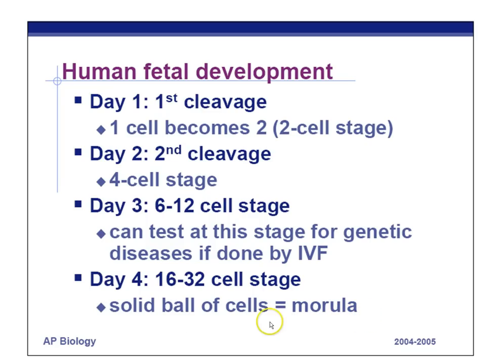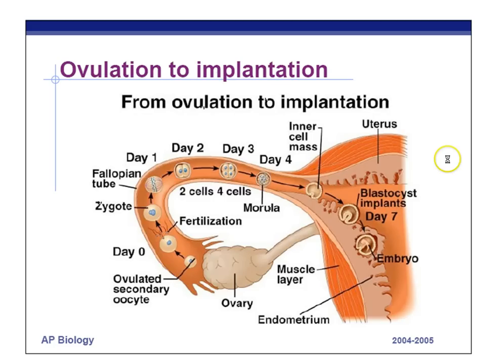But a solid ball of cells is called a morula. So there was a time in your life that you were a solid ball of cells, about 4 days old, and you were called a morula. You couldn't contemplate this because you didn't have a brain yet. Here we have some of the different places as well as the days and the stage of the development.